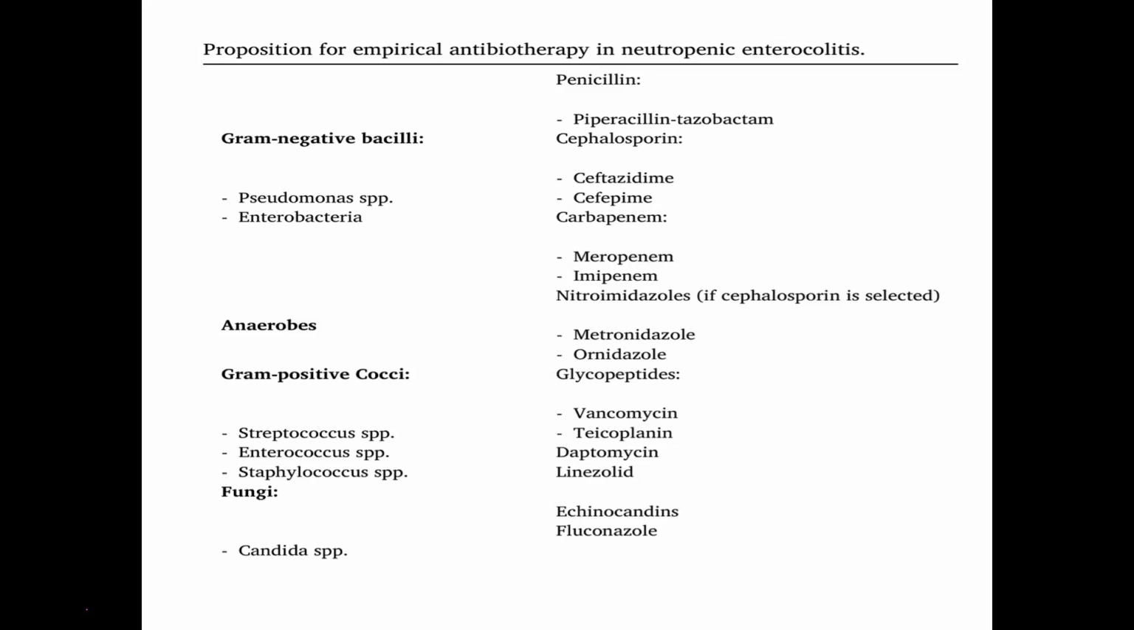And glycopeptides are very important for gram-positive cocci. Usually if the patient is septic, having deranged vital signs or a change in sensorium, one should not hesitate to start these patients on glycopeptides. Fungal, there's no clear consensus on when to introduce antifungals.